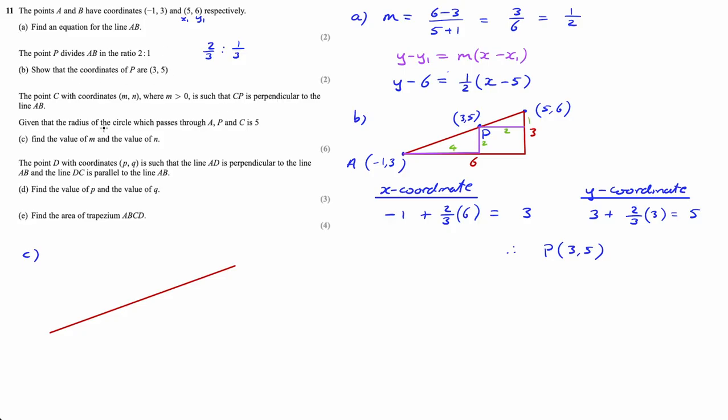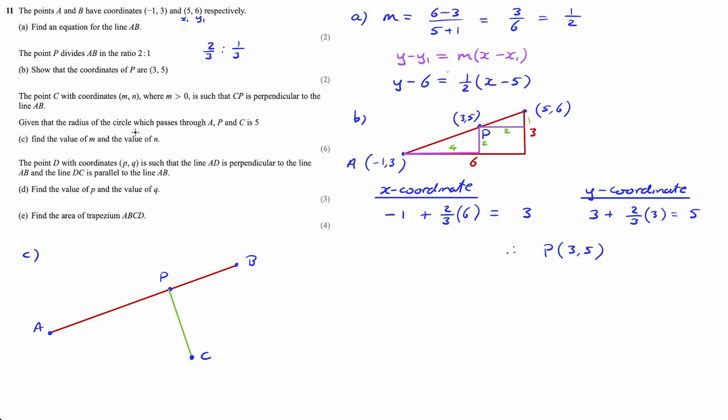I have a point C such that CP, let's get our P here again, guys. So this is our P, this is our A, and this is our B. So CP is perpendicular to the line AB. Okay, so CP is somewhere down here. Okay, so this is C, somewhere perpendicular.